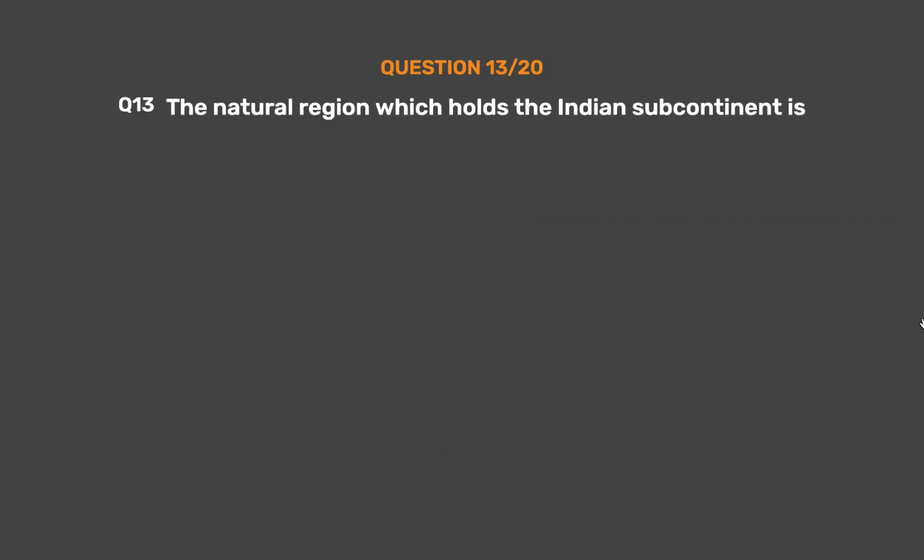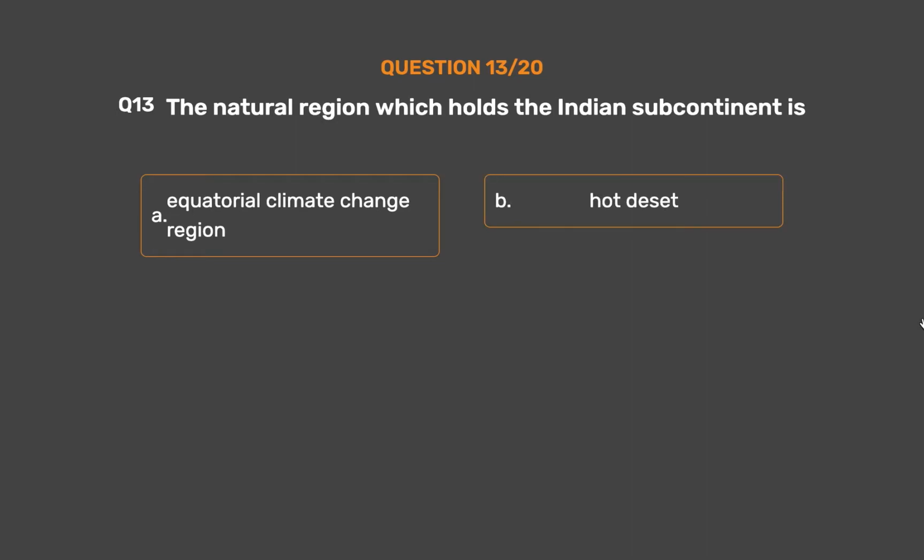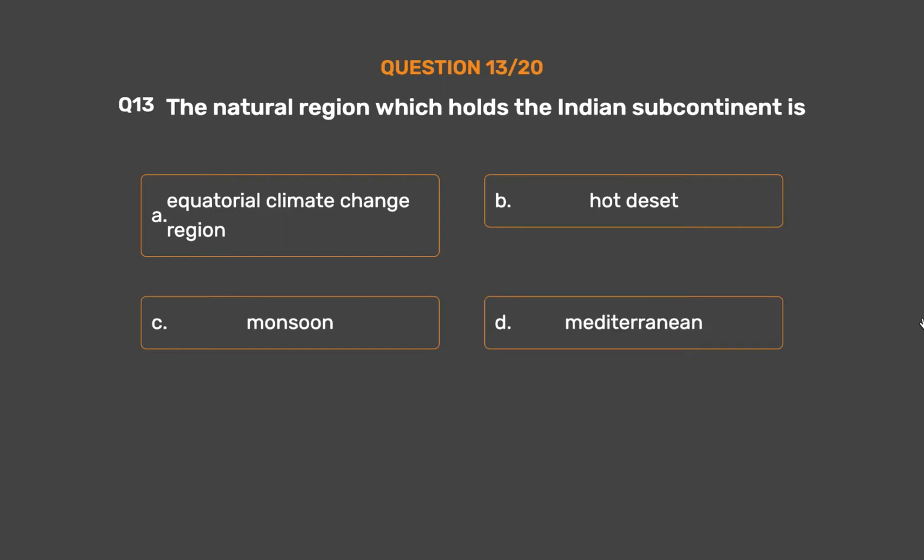Question number 13. The natural region which holds the Indian subcontinent is option A, Equatorial Climate Change Region. Option B, Hot Desert. Option C, Monsoon. Option D, Mediterranean.